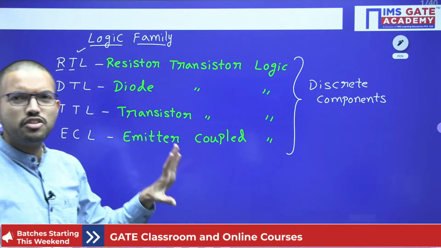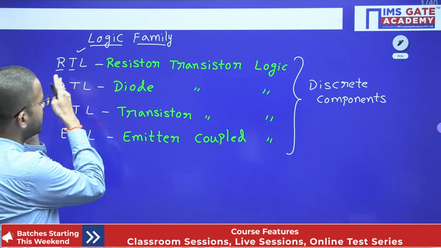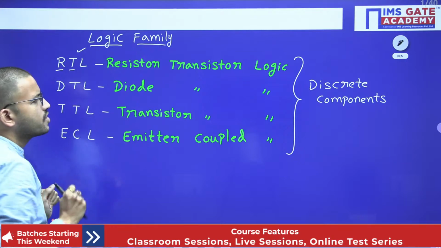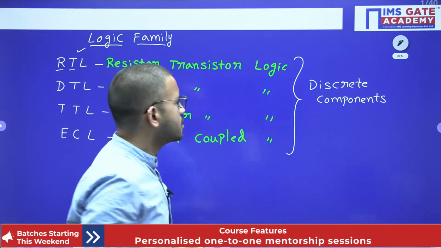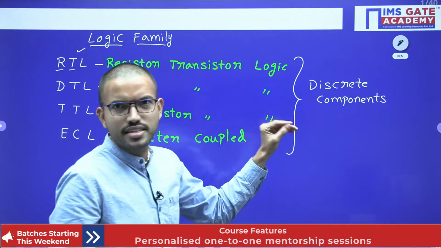Just like you are doing the experiment on the breadboard, you have various components like resistors, transistors, or diodes, transistors, etc., and you are connecting the components with the help of wires. That means you have individual components. That's why we are calling them discrete components.